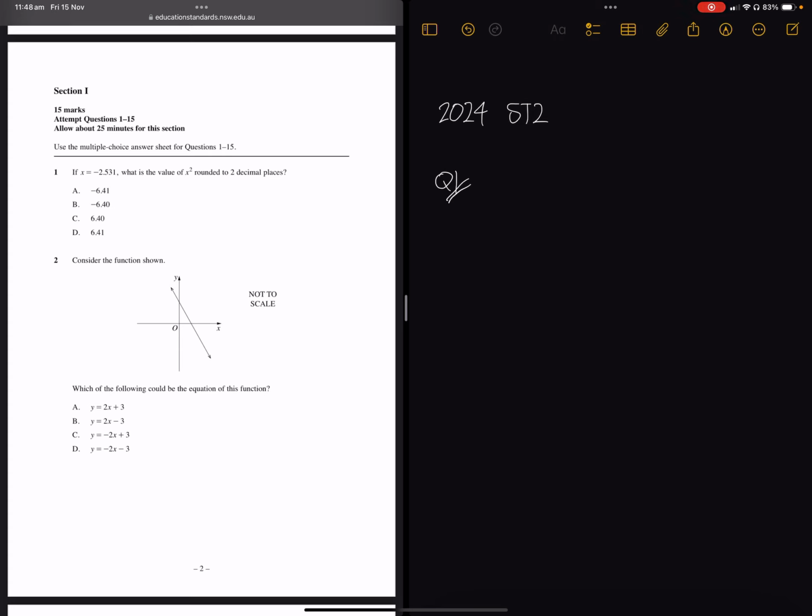Well, it's a negative number, so when it gets squared, it will become positive. So all we have to do is square the number itself. So 2.531 squared is equal to 6.4059... This, when we round it, is actually going to become 6.41. So this is 6.41 when rounded to 2 decimal places, and this is D. So D is our solution to question 1.